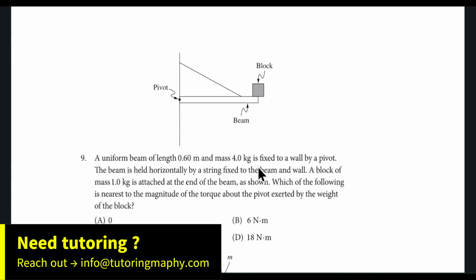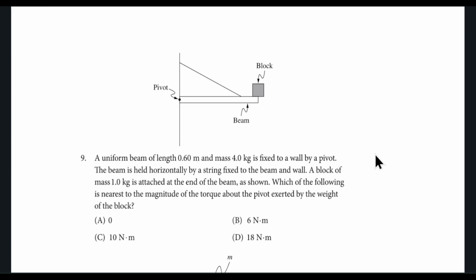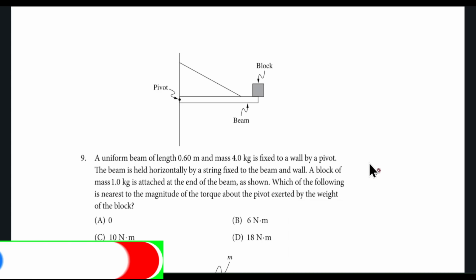Right. A uniform beam of length 0.6 meter and 4 kilogram is fixed to the wall by a pivot. All right. Okay, fair enough. The beam is held horizontally by a string fixed to the beam and the wall, and a block of 1 kilogram is attached to the end of the beam. Which of the following is nearest to the magnitude of the torque about the pivot exerted by the weight of the block?